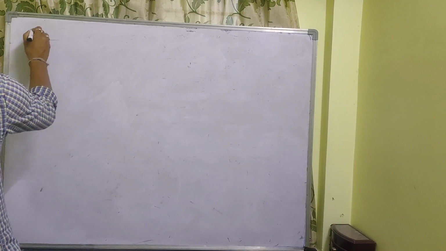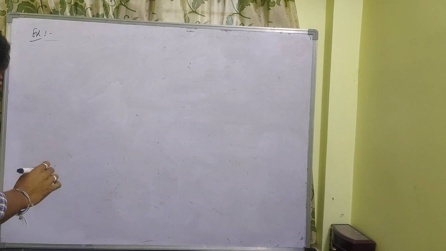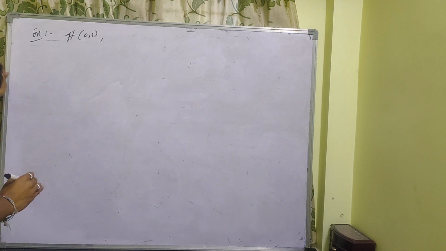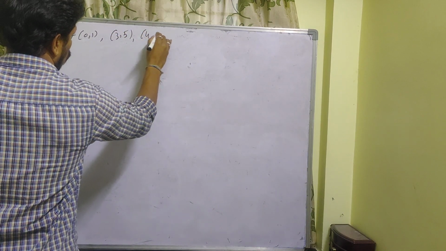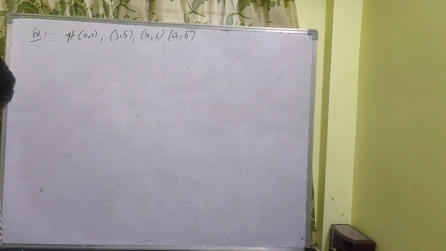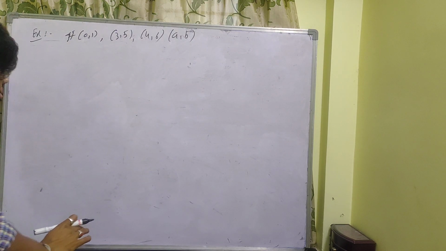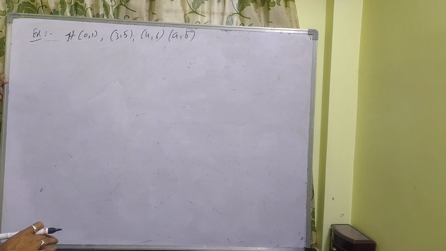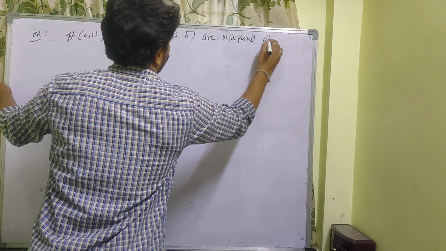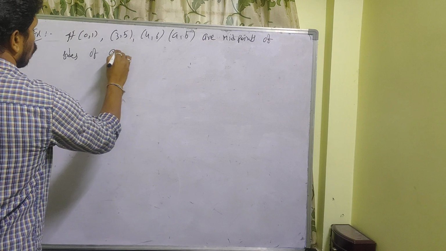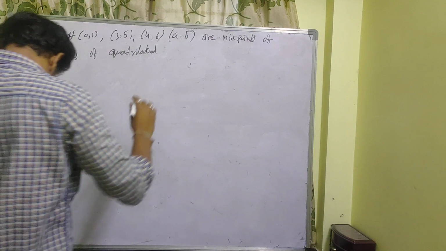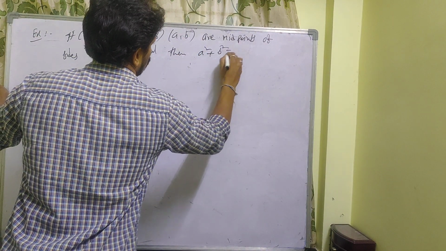Take one example. If (0, 1), (3, 5), (4, 6), (a, b) are midpoints of sides of a quadrilateral, then a square plus b square is equal to.